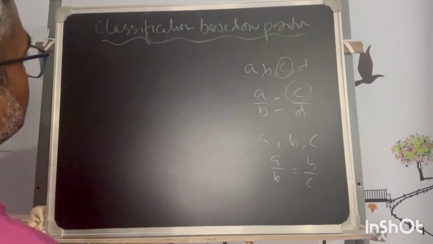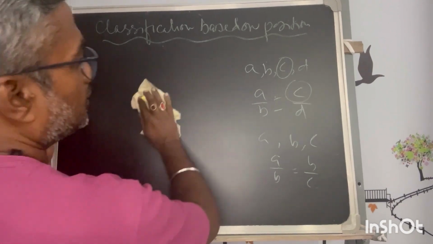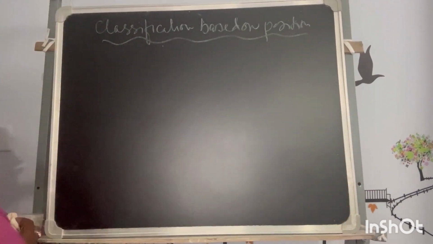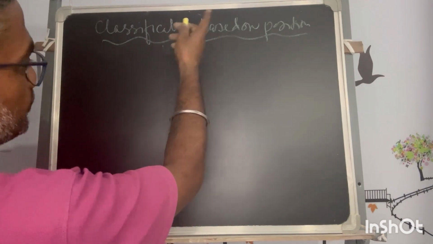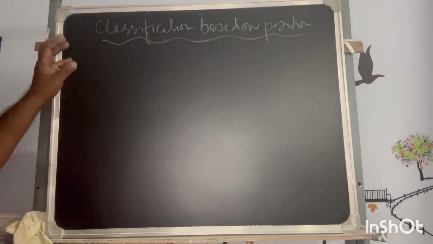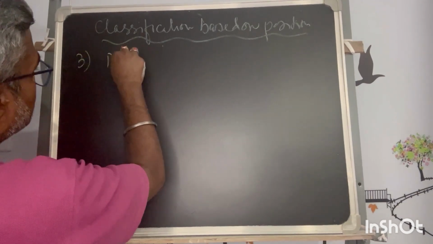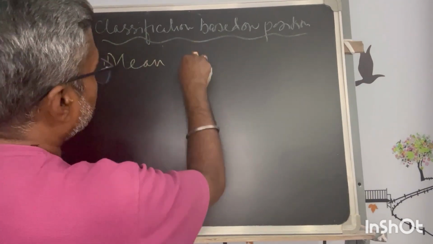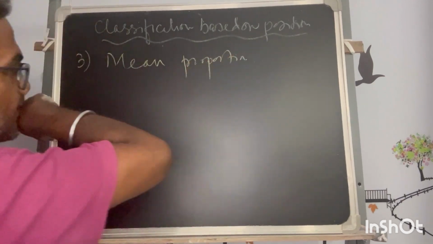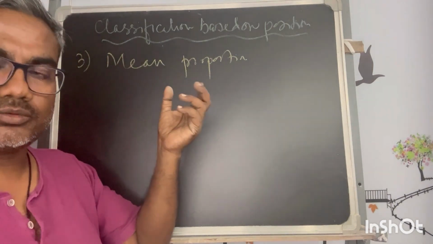So the next one, the classification of this, the first one is fourth proportion, then third proportion. There are two varieties I have shown. The next one is mean proportion. Mean proportion. Okay. So now this also has two varieties.